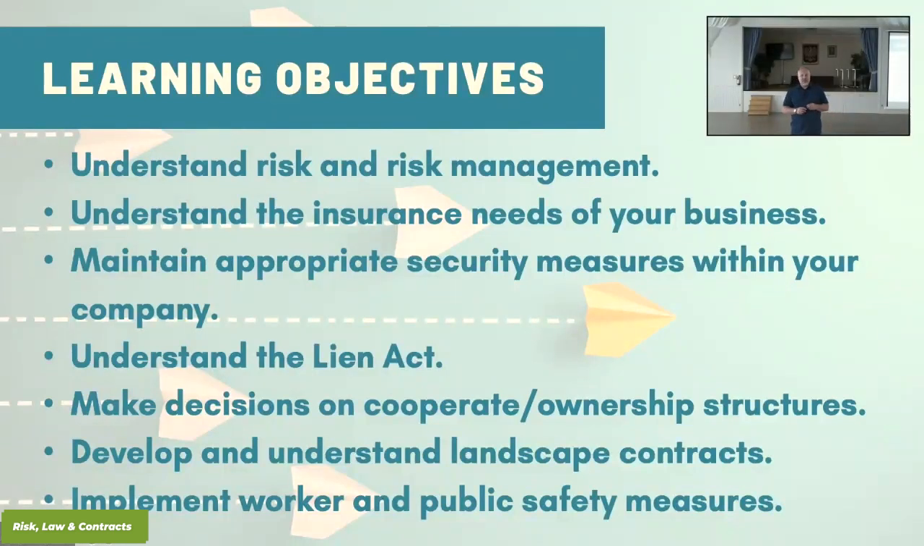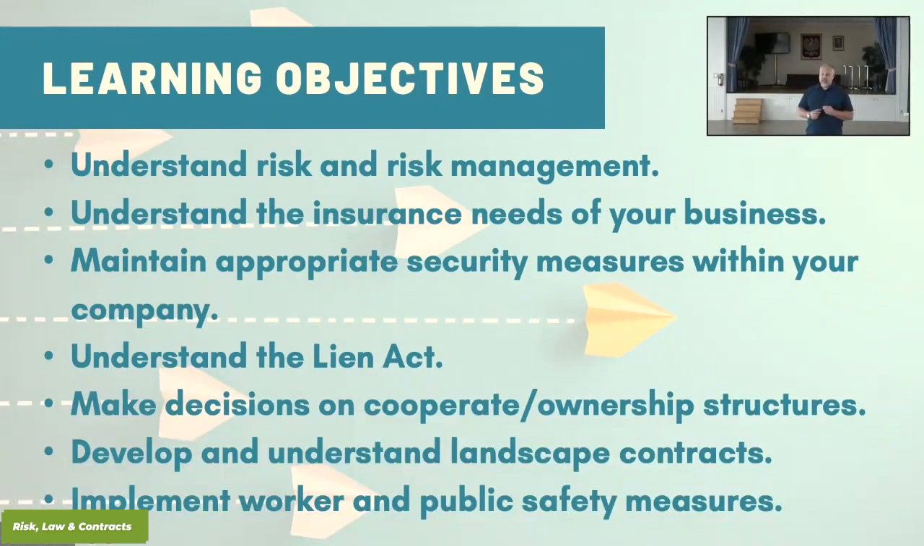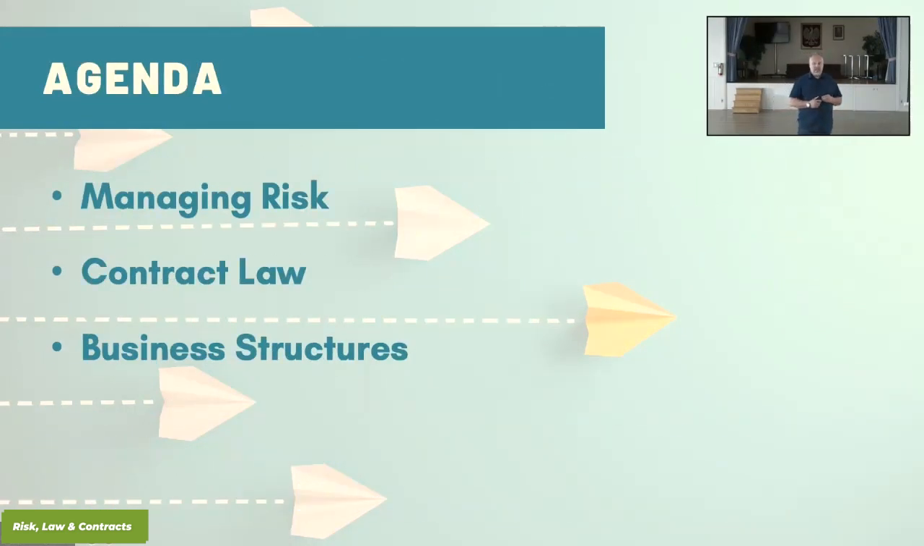So first, some of the learning objectives in the CLP course are as follows. In the book, it talks about understanding risk and risk management, understanding the insurance needs of your business, how to maintain appropriate security measures within your company, understanding the Lien Act, how to make decisions on corporate ownership structure, how to develop and understand landscape contracts, and how to implement and work in public safety measures. So that's a lot. We broke it down into three areas: how to manage risk, how to do contract law, and then business structures.